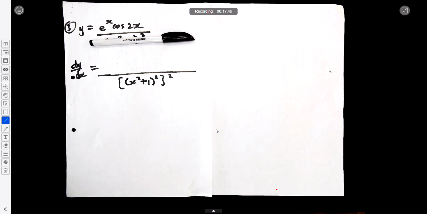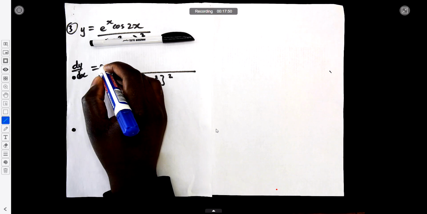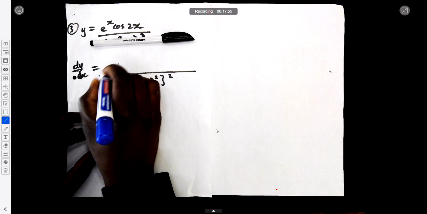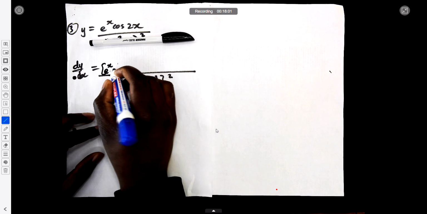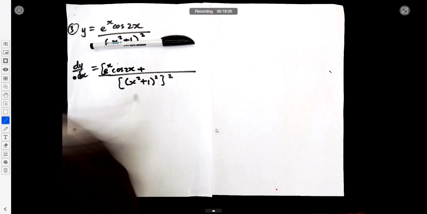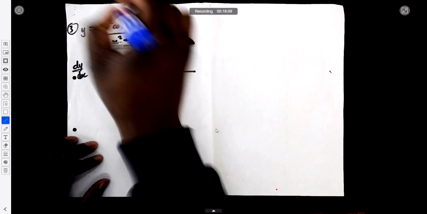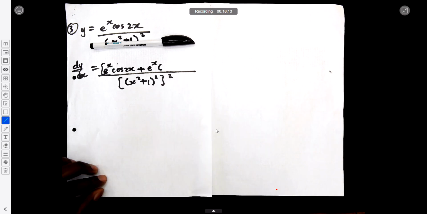So we know that, when we have to derivate the numerator, there's product rule that we have to apply. According to product rule, we need to multiply by the derivative of the first function, it's e to the power of x. And now multiply by the second function, cos 2x, plus the second term. We have to multiply by the first function and by the derivative of cos 2x, isn't it?